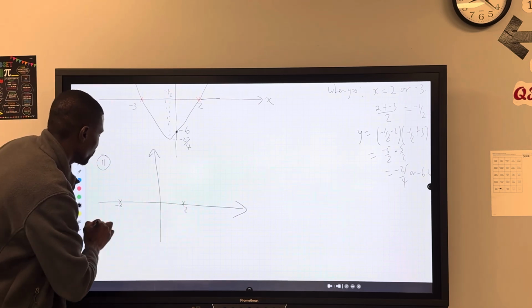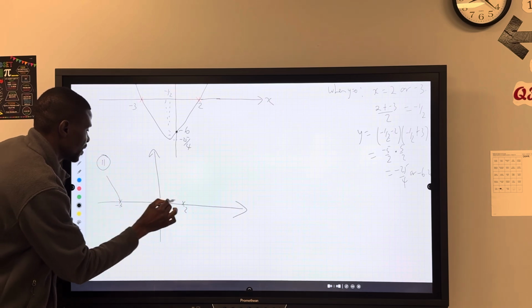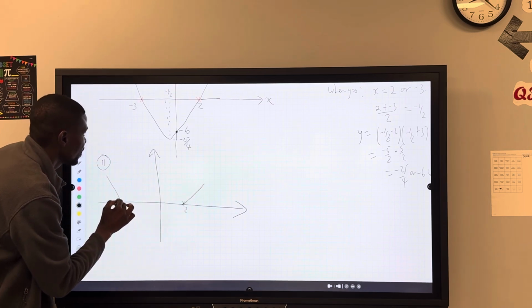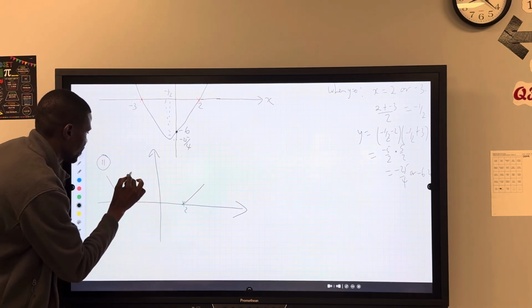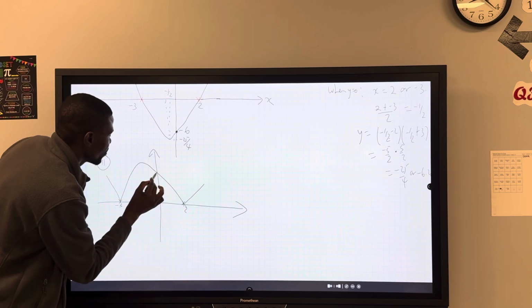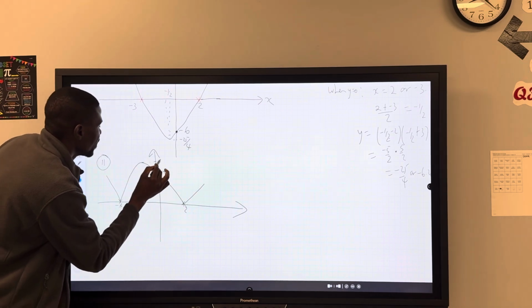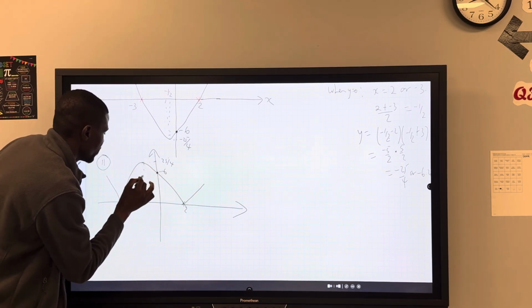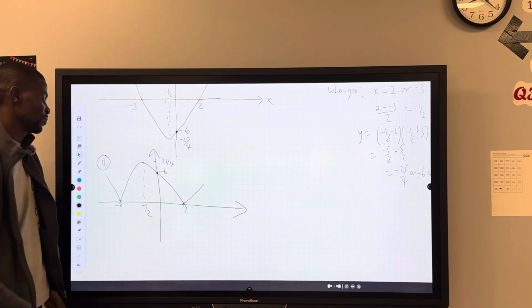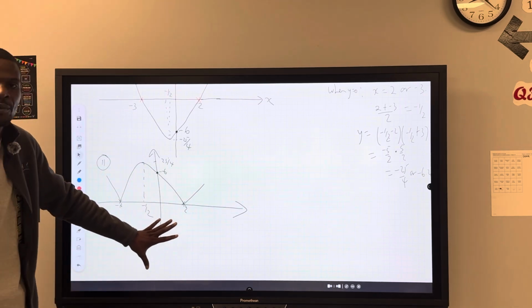You've got a -2 there. Right, so you've got this part. You've got that part, so it's going to be like this. What is important is to put your 6 and you've got a 25/4, but the -1/2 does not change. So this is the modulus function.